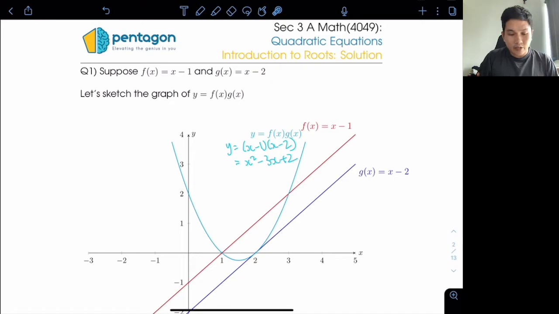In other words, I can also say this is the graph of y equals x minus 1 times x minus 2, and if I expand it out, that will be x squared minus 3x plus 2. Okay, so that's how we can multiply two straight line graphs together to get a quadratic graph. Now let's try one more example.